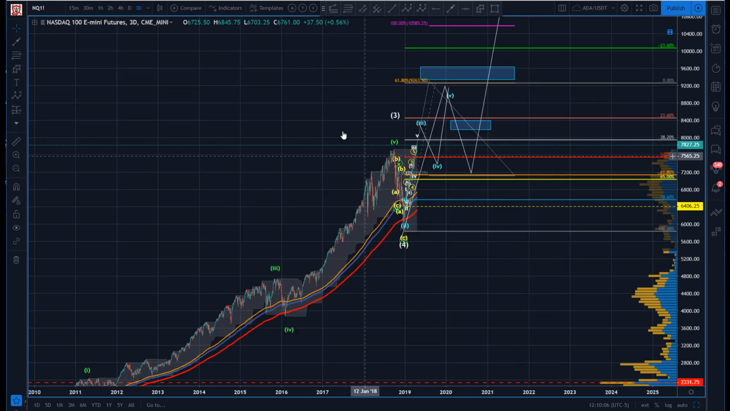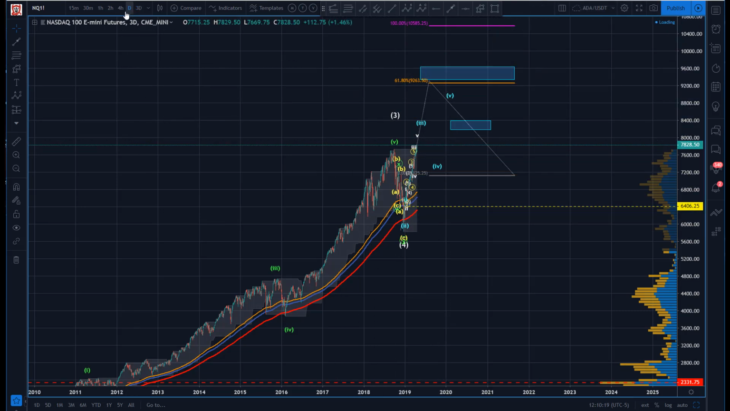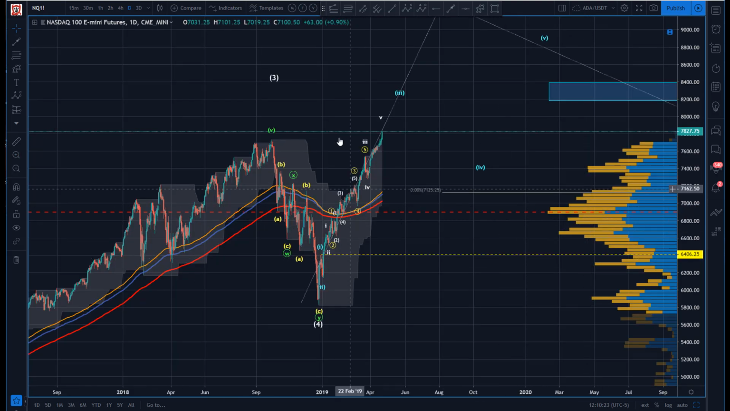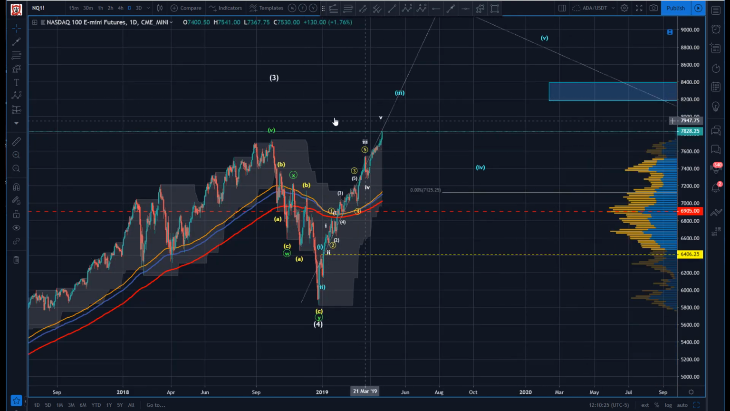I don't know that I'm helping you much in terms of any new trades. It's hard to buy here at an all-time high. So you have to look at this and say, okay, let's take the more conservative approach. Let's go back to just the daily. We know we're likely looking for the 5th of the 3rd here.